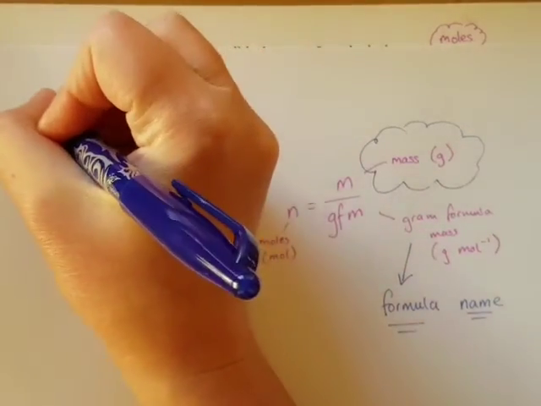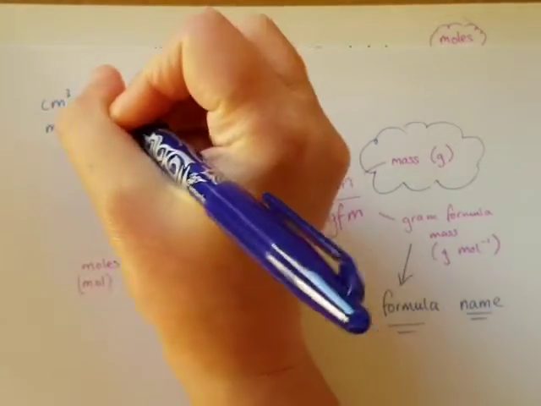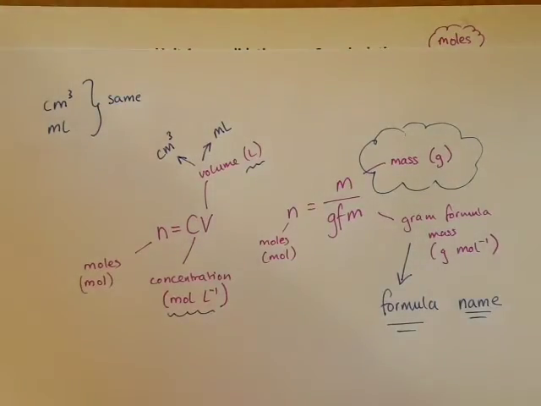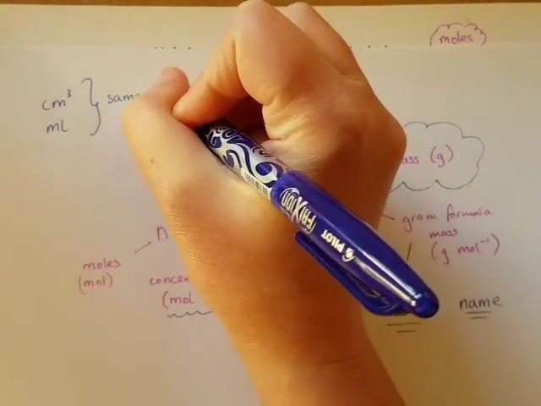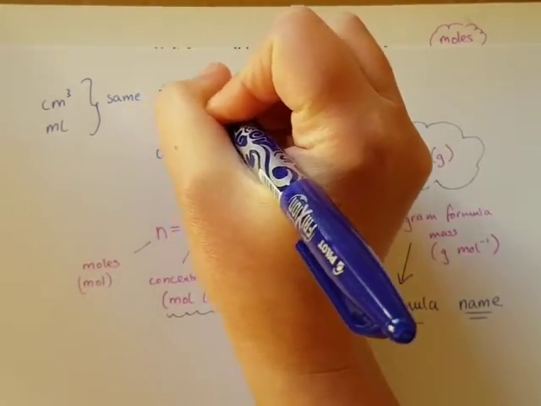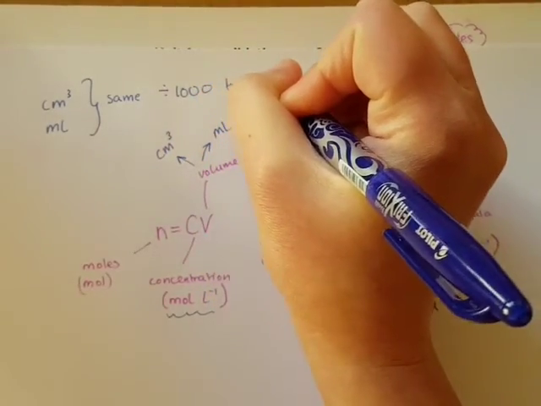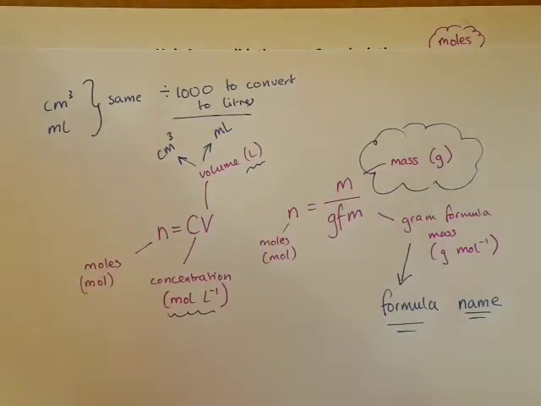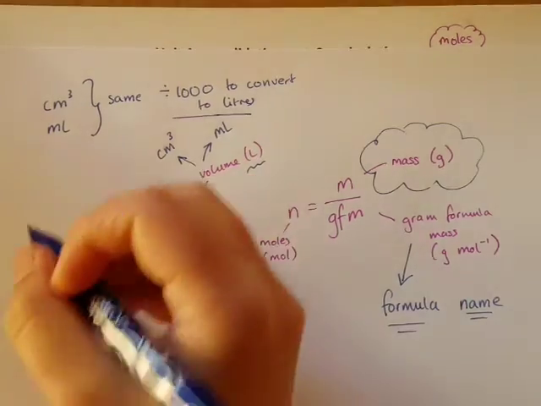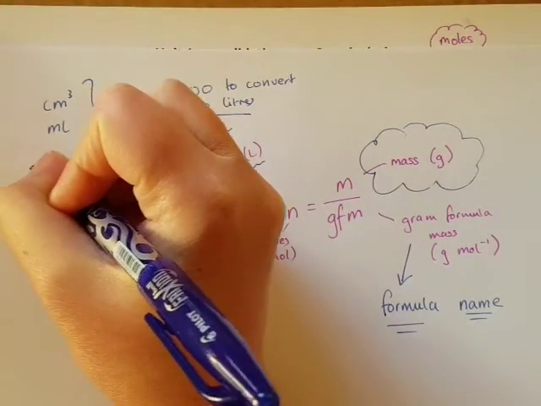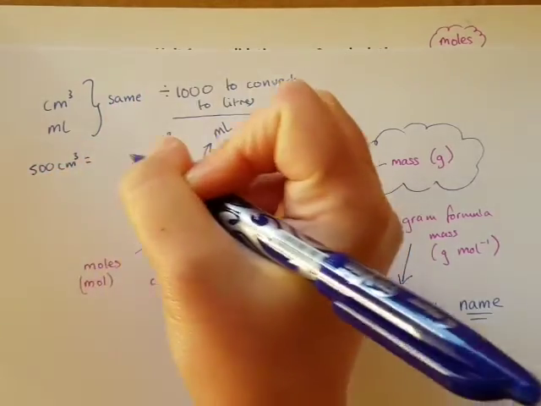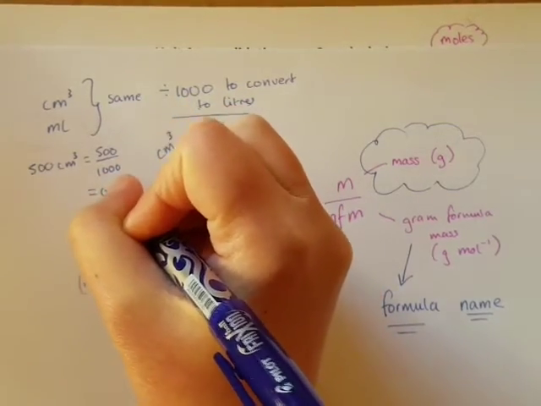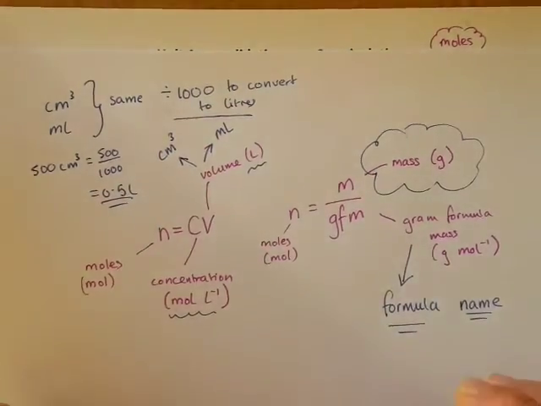Hopefully you're remembering, to go from centimetres cubed or millilitres, both of those are exactly the same, by the way, so 1 centimetre cubed equals 1 millilitre, you would have to divide by 1000 to convert to litres. So if you're given a volume in centimetres cubed, you divide by 1000 to convert to litres. A wee example of that would be 500 centimetres cubed equals 500 divided by 1000, which equals 0.5 litres. Okay, so that's just a wee reminder of that.